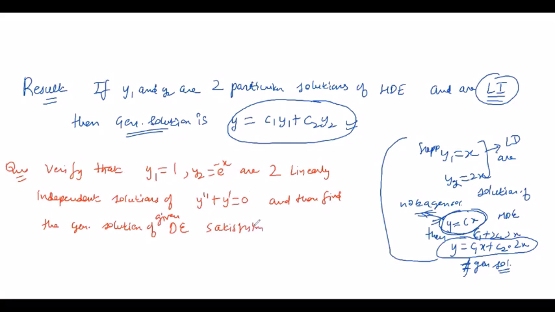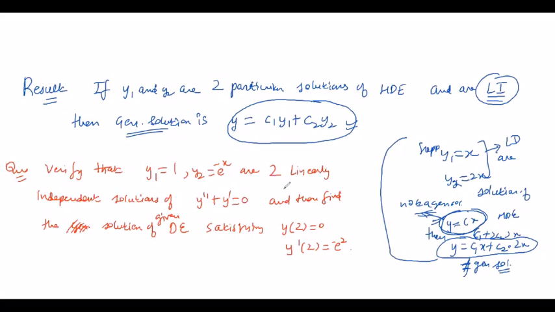satisfying y2 is 0, y dash 2 is e raised to power minus 2. Then find the solution satisfying this. So obviously, let me just break it into steps, what you are supposed to do. You are given two solutions. The first thing you need to verify is they are linearly independent solutions.